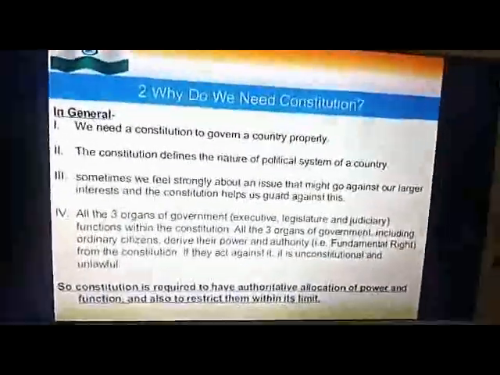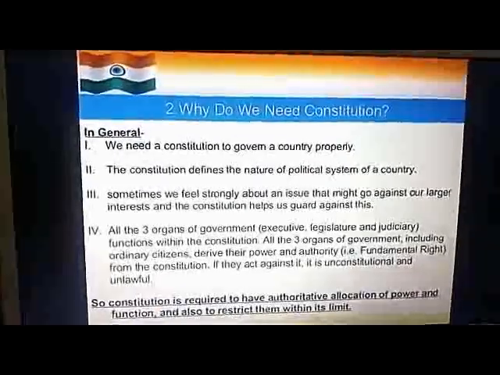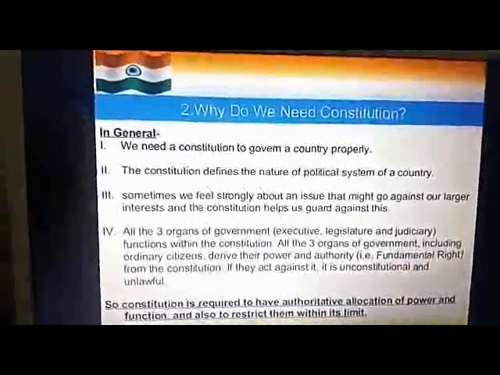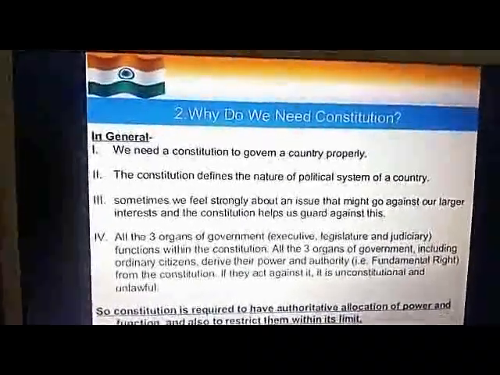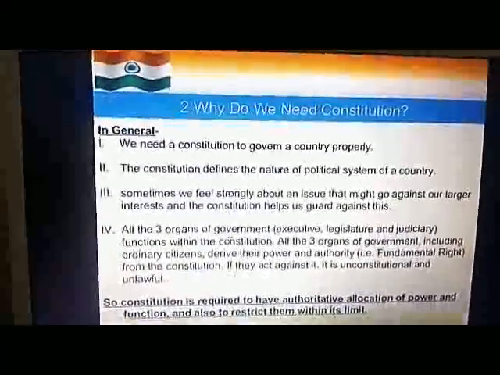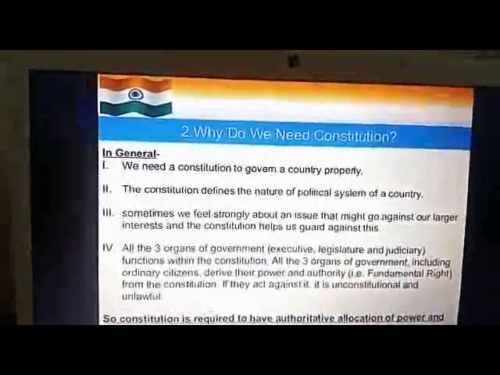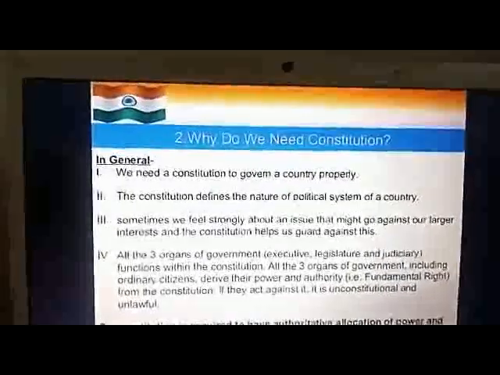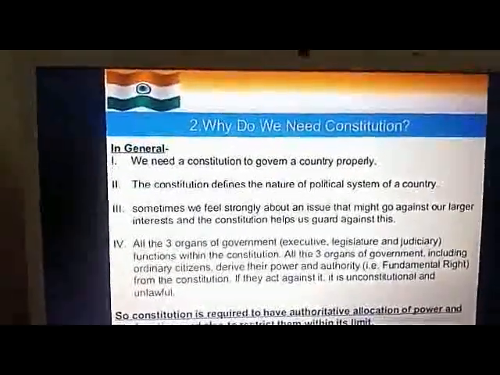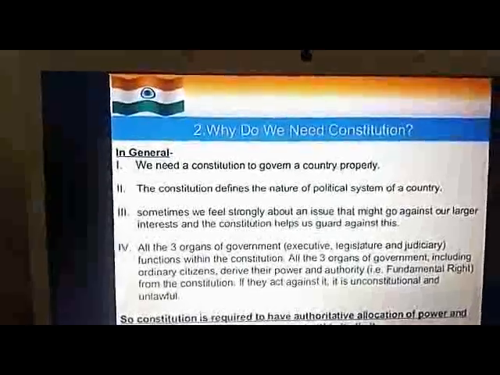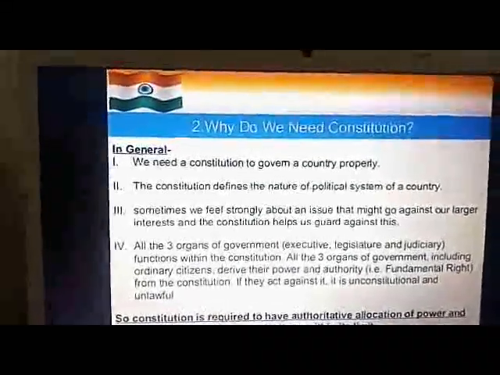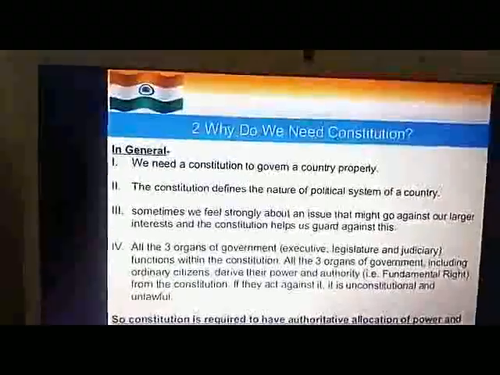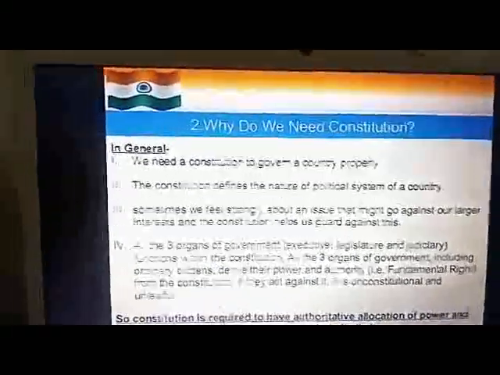Now, why do we need a constitution? This is a question which we need to understand. Because we need a constitution to govern a country properly. If we do not have a constitution, there's nothing written in any of the documents, the rules or the regulations or the laws. If they're not written, then do you feel the country can be governed properly, or the citizens will follow a particular segment? No, they won't. So that is the reason it needs to be written somewhere, all the laws and the rules which need to be followed by everyone.